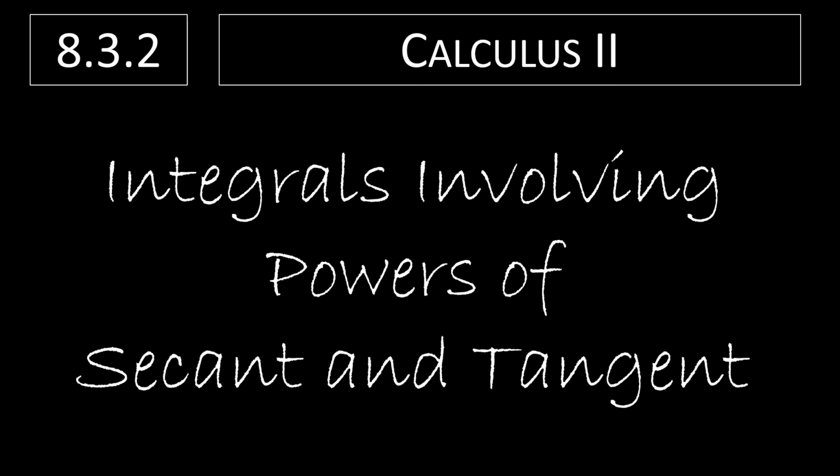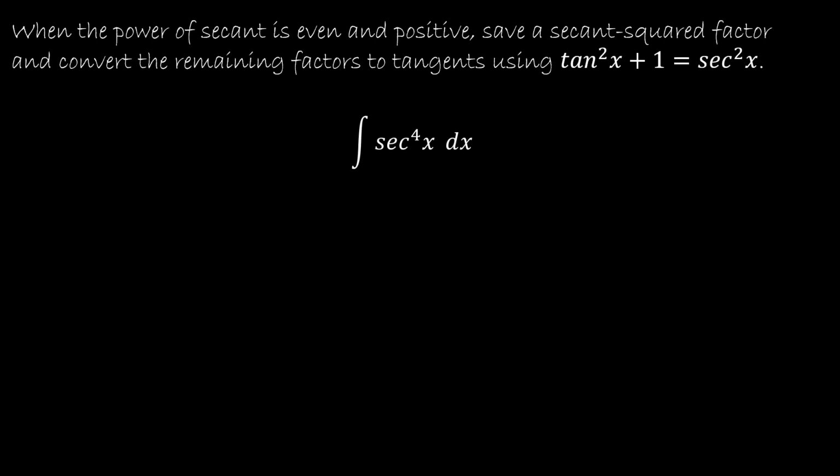In this video, we're going to continue using powers of trigonometric functions, and in this case, it's going to be powers of secant and tangent. For our first example, we'll take a look at what we should do when the power of secant is even and positive. And when we have a question like that, we want to save a secant squared factor and convert everything else to tangents using a Pythagorean identity.